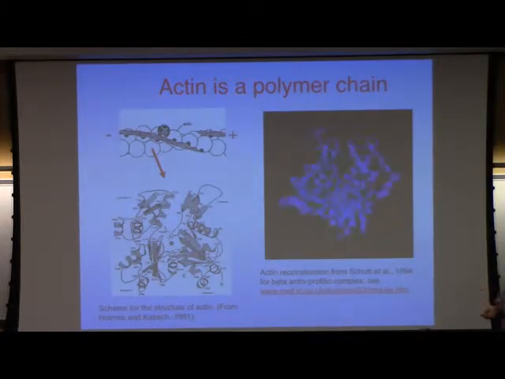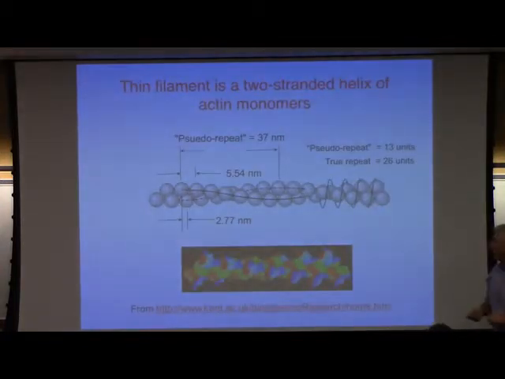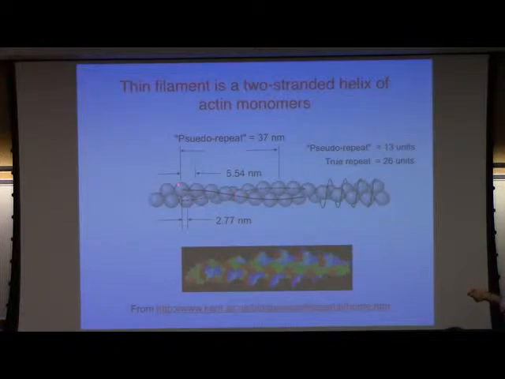This is another view to make you seasick. It spins around. So in the thin filament, each of these is an actin monomer put into this polymer, and it's a 2-stranded helix. So it's like two helices that wrap around each other. And then here, each adjacent one is 2.7 nanometers apart, and on the same strand it's 5.54.